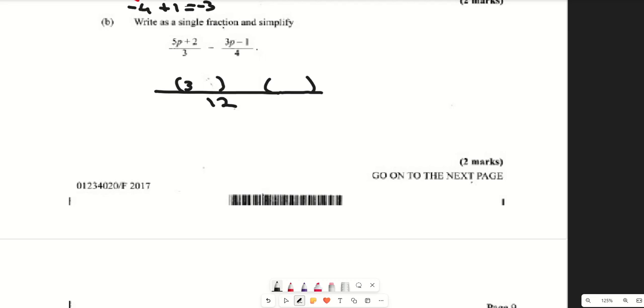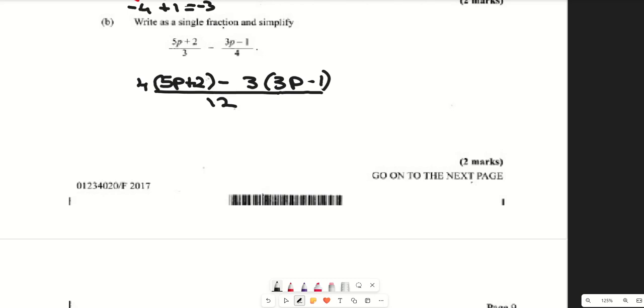It's not 3, it is 5p plus 2, and it's 3p minus 1. And have minus. 3 into 12 is 4, and 4 into 12 is 3.